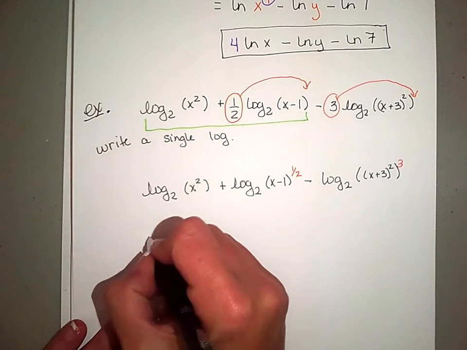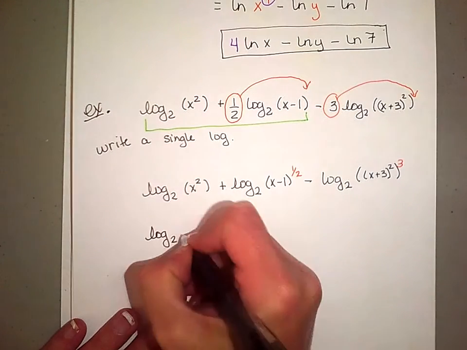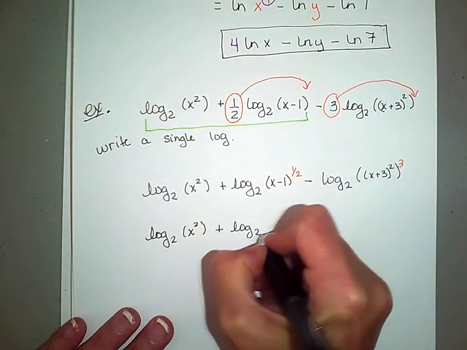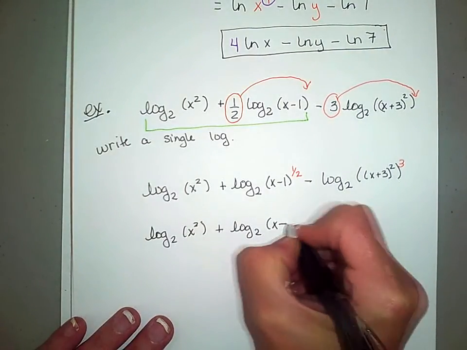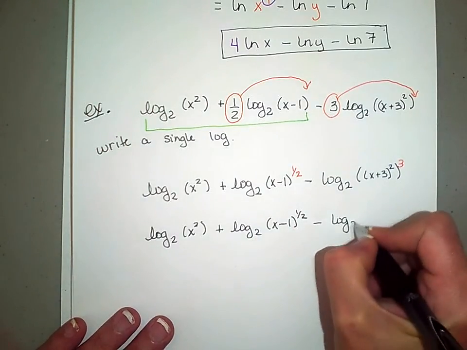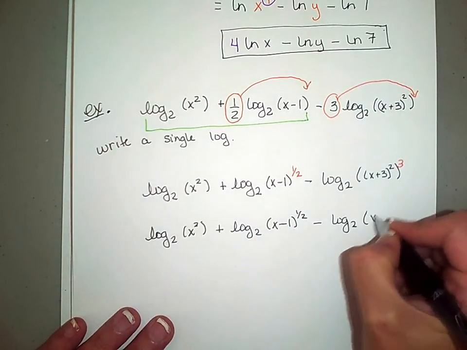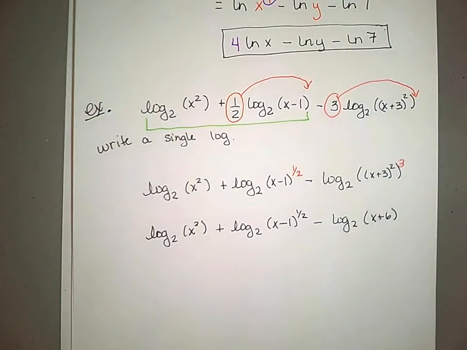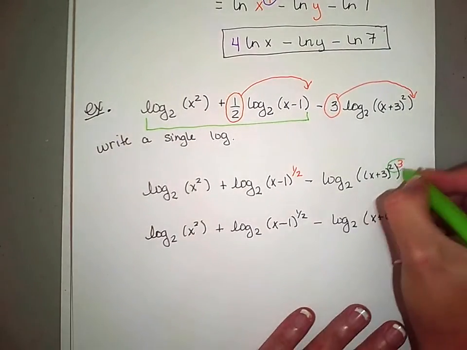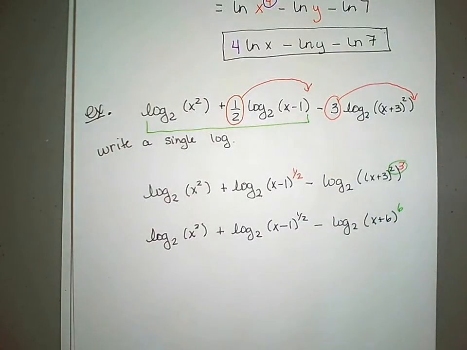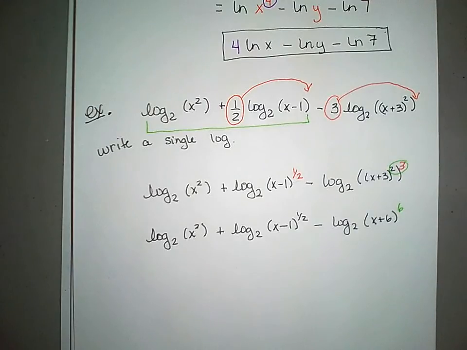Let's simplify a little bit further. So we have the log base 2 of x squared, that stays the same, plus the log base 2 of x minus 1 to the 1/2, and now minus the log base 2 of the quantity x plus 6. And now we need to simplify. When we're going power to power, we need to multiply those.